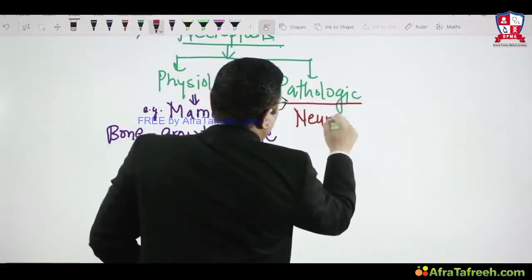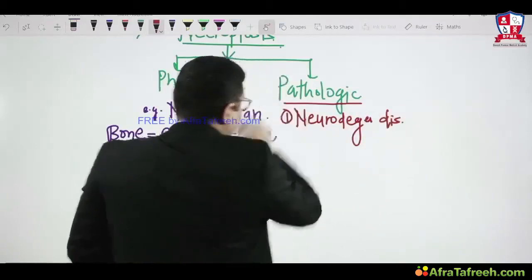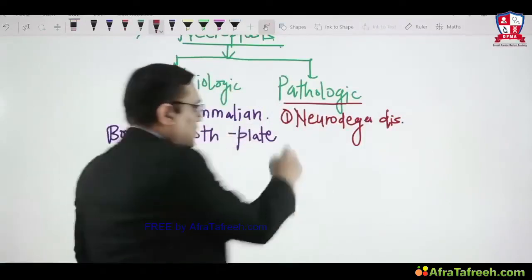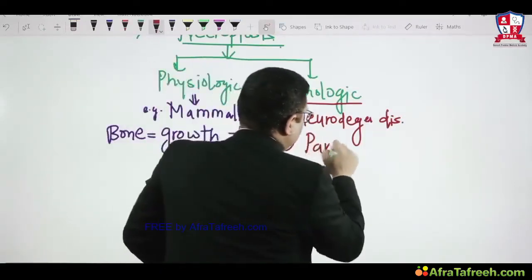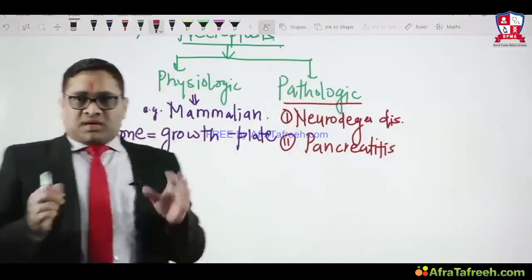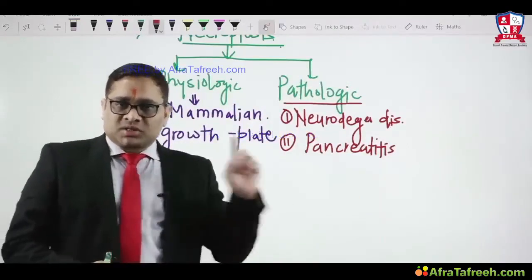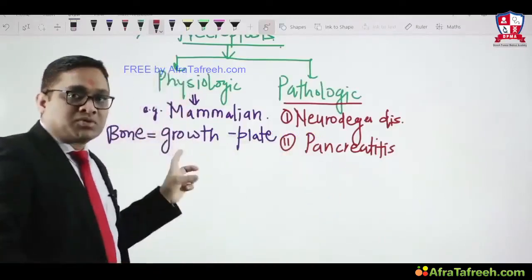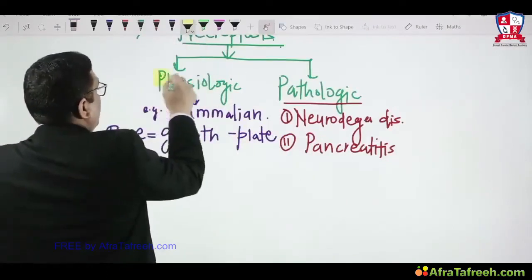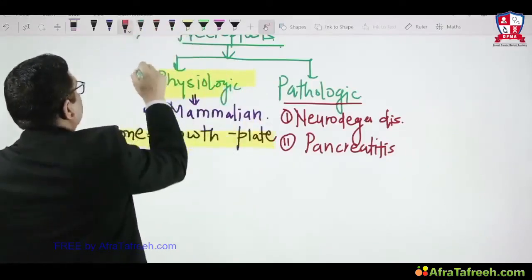For example, just now we discussed neurodegenerative disorders, right? Whatever neurodegenerative disorders, we know Alzheimer's disease, Parkinson's, Huntington's, these are all pathologic examples. And the second example is pancreatitis, right? So these are examples of necroptosis. Now we can understand necroptosis is a variant of necrosis precisely. Why not necrosis? Because necrosis is always pathological, but necroptosis can be physiological also, and this is the physiological example. So keep that point in your mind, it can be a future exam question, right?